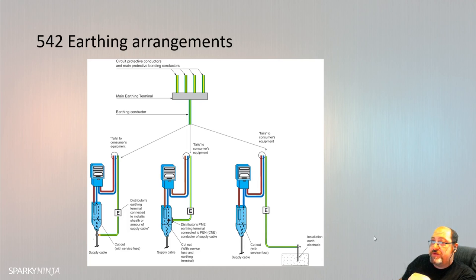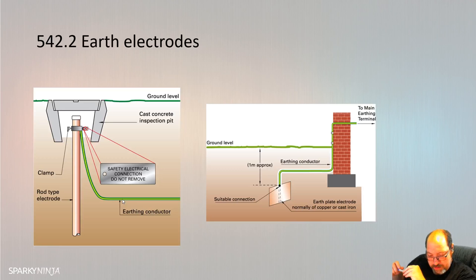542.2, earth electrodes. A good example of that scenario we just mentioned, actually, we're covering caravan parks later on. Electrodes. The design and construction of an earth electrode shall be such as to withstand damage and take account of possible increase in resistance due to corrosion. Suitable earth electrodes shall be used. The following types of earth electrode are recognised for the purpose of the regulations. So we have earth rods or pipes, tapes and wires, plates, underground structural metalwork, etc. Okay.